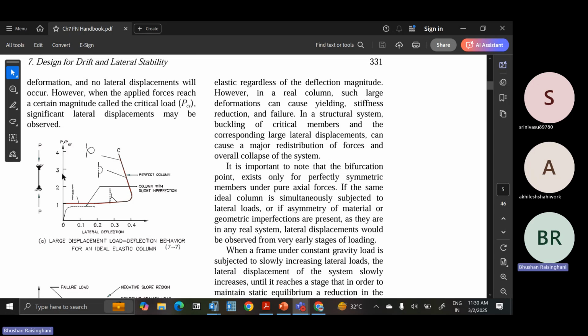So P upon PCR when it is equal to 1, this is the condition. So this is first a straight line. Okay. So everything is a straight line in the initial case. When the P becomes more than PCR, then this graph is generated and finally the collapse will happen. So this way, this nonlinear graph for axial failure of the column is there.